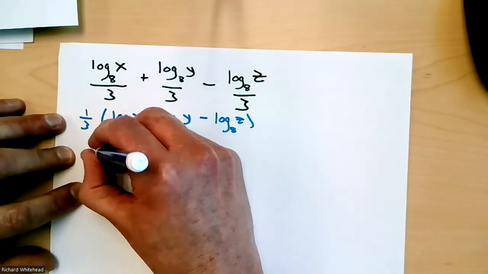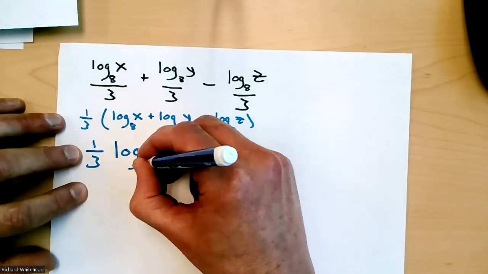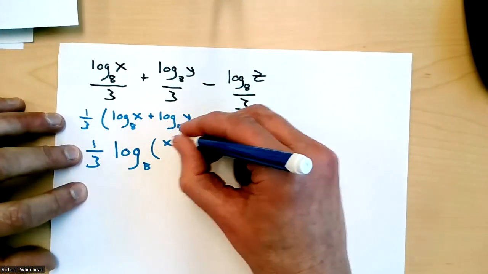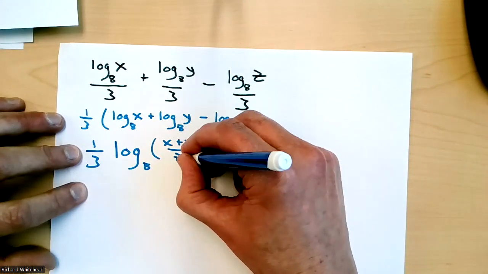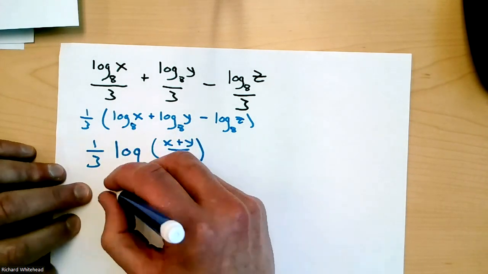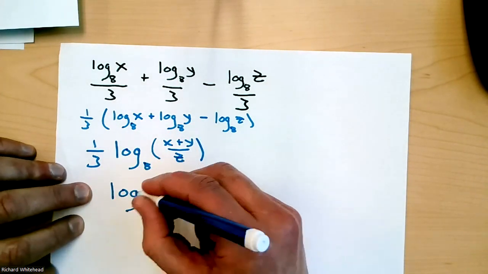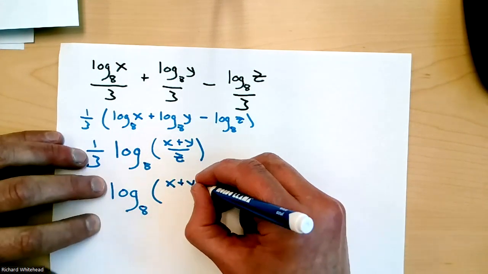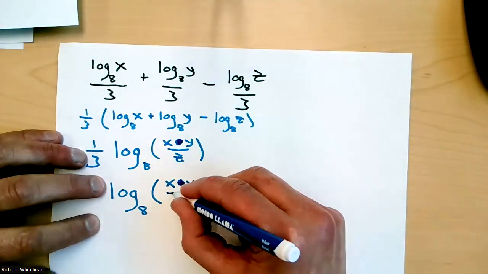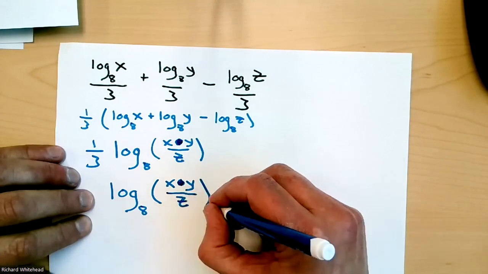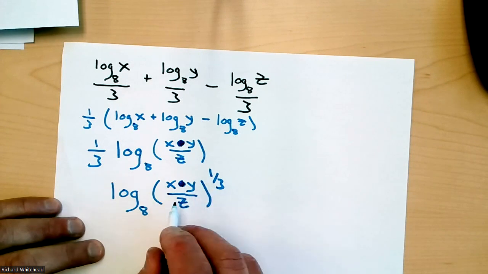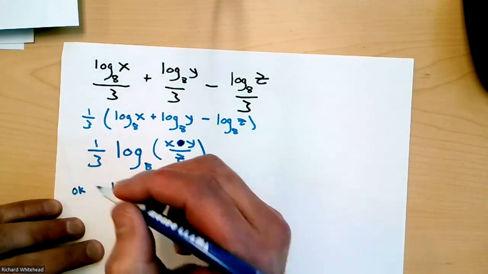And then these can all condense into one big log. That would be the x times the y, and then the z is a minus, so it's going to be on the bottom. Then you've got that 1/3 in front, so that can become the exponent. Whoops, that's x times y, sorry, I just messed up. So it's log base 8 of x times y over z, all to the 1/3 power. I would say that's an acceptable answer.